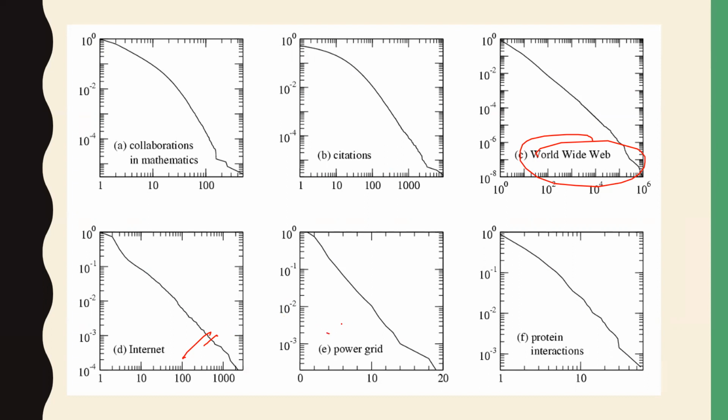US power grids can also be modeled as a power law distribution, but I think this is more of an exponential distribution. You can fit an exponential distribution better for US power grids. And for protein interaction, I think it's also a power law distribution. So here are just some examples of the things that we can do with graphs, knowing the distribution of their degrees. Okay.